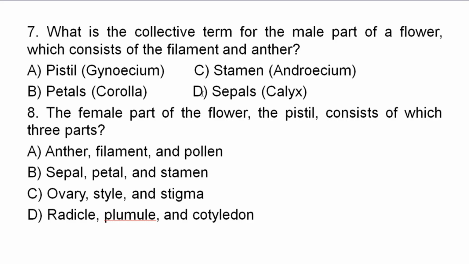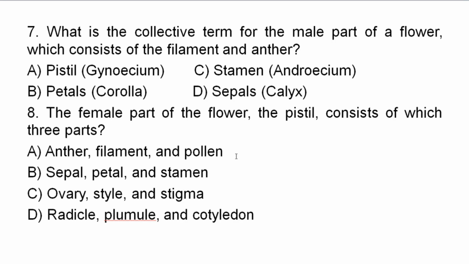Good, the correct answer is C, stamen or androecium. Pistil is the female part. Petal is the colored part of the flower. Sepals protect the stamens and the pistils from physical or mechanical damage. So the correct answer for question number 7 is C.